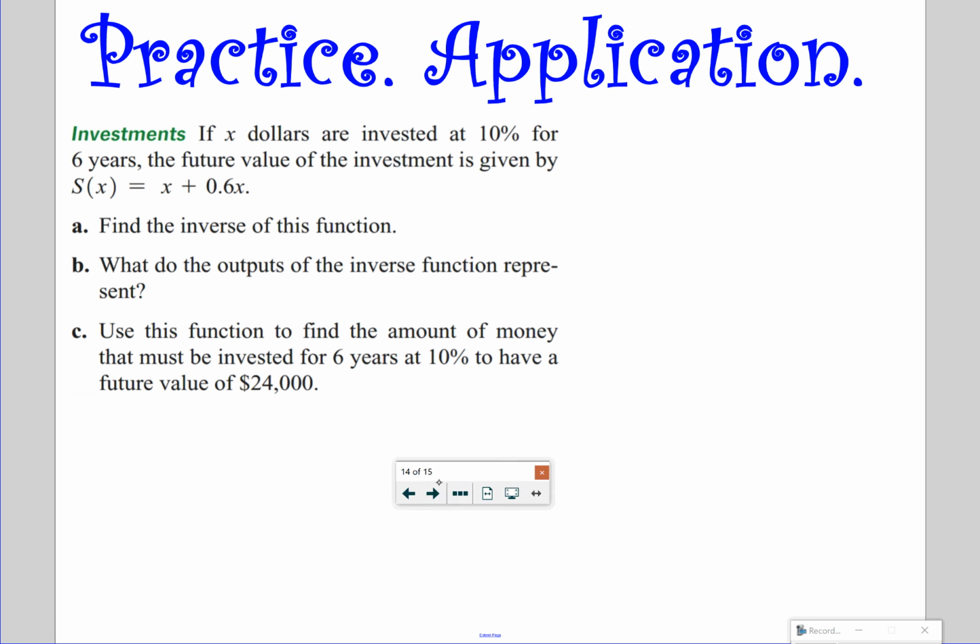Okay, here is a practice application problem for you. So X dollars are invested at 10% for 6 years, and here's how we calculate the value of that investment. The first thing you have to do is find the inverse. The second thing you have to do is figure out what the outputs represent, and my hint is look at the original equation and figure out what the inputs and outputs represent in it, and then switch those to figure out what the inputs and outputs of the inverse function represent. And then finally, use your function to do a calculation. Okay, take a few minutes and see what you can do on this one.